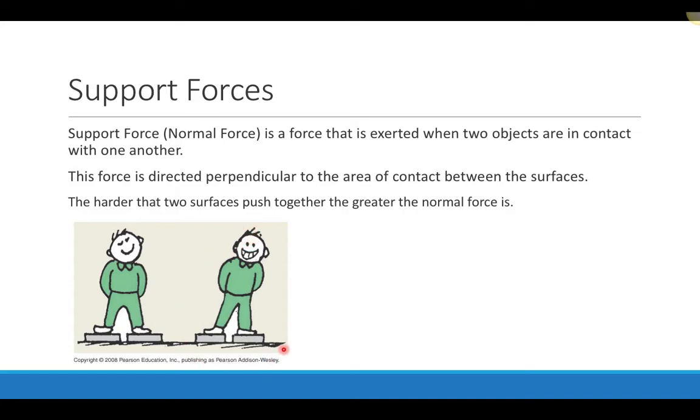Now in this particular case, you can tell that the person has shifted their weight over to the right-hand scale more so than the left, and they weigh 100 pounds, but the scale on the right is going to read a greater amount than the scale on the left because the person is pushing harder on this surface. There's a greater normal force.